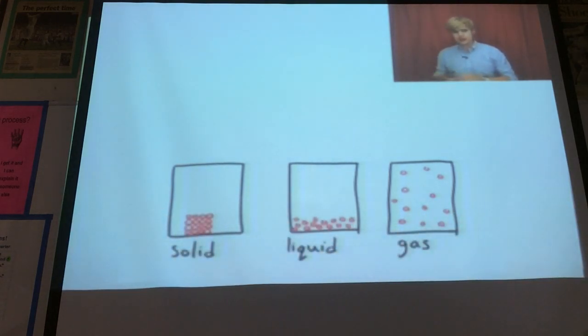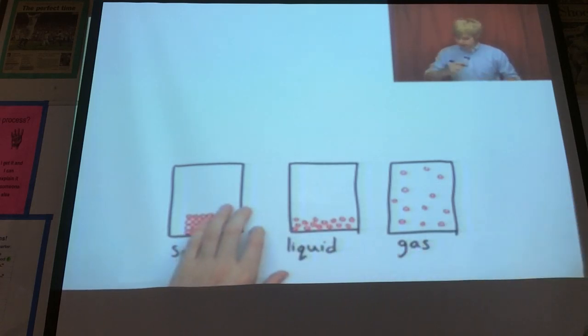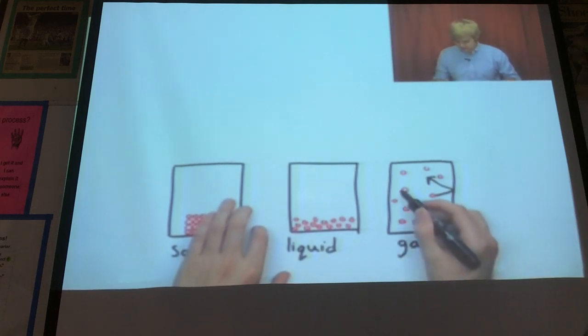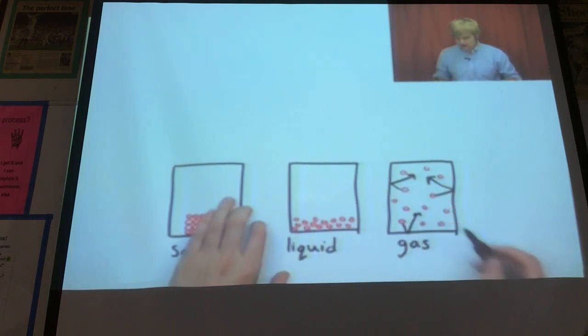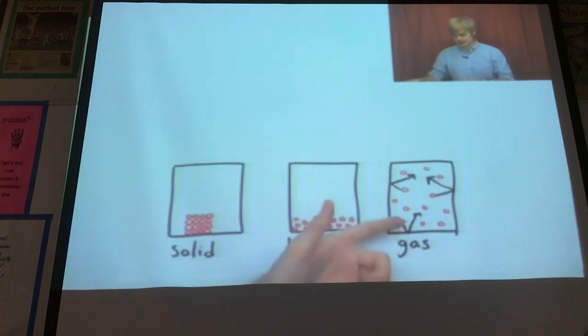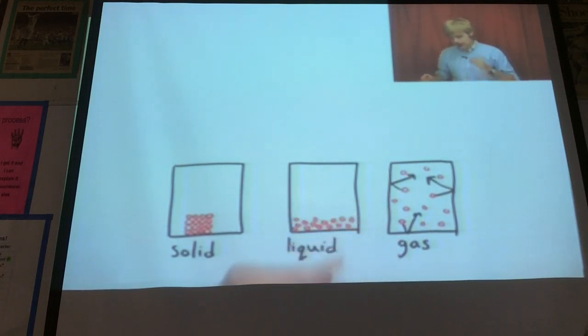In fact, to make this picture even more accurate, I'm going to add a few arrows. These arrows represent the fact that these gas particles are in constant motion. They're moving around all over the place. They're banging against each other and against the sides of the container. At room temperature, they have an average speed of about 1,000 miles an hour.